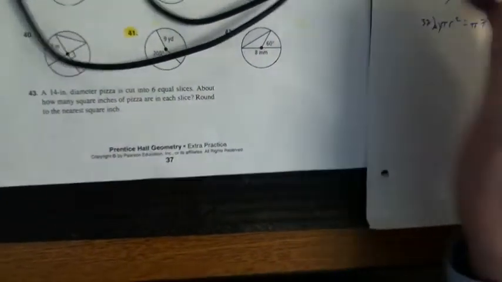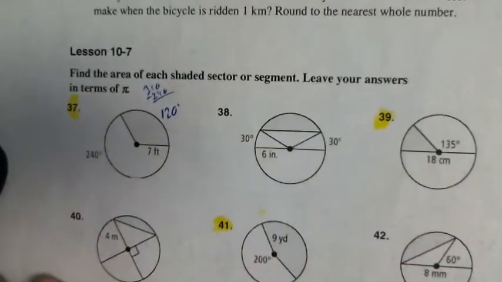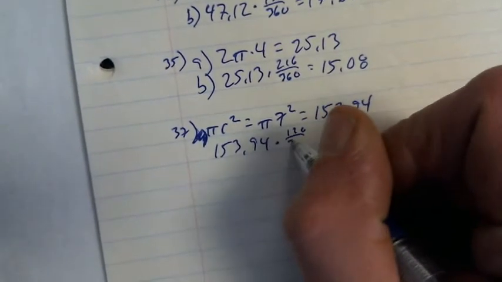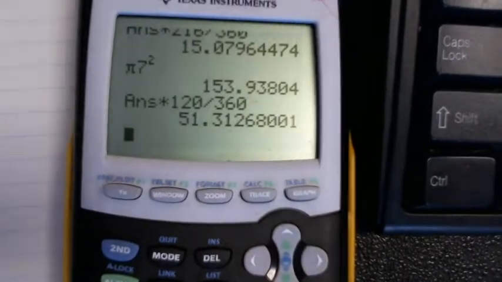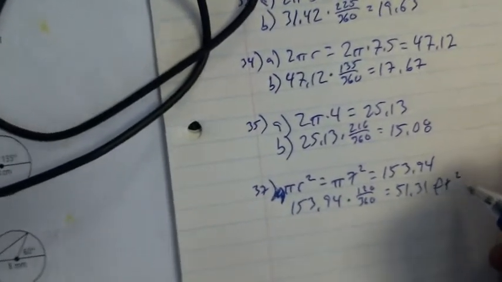And then we're going to use that. We don't do it in 2 parts necessarily for the problem. It just says find the area of the segment. So 153.94, but we only want to use 120 out of 360. That's 51.31, and now that we're in area, it's feet squared.